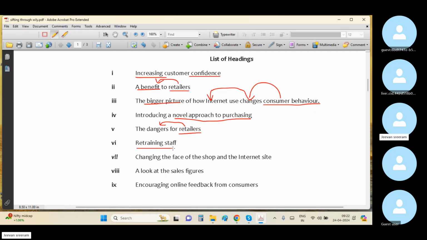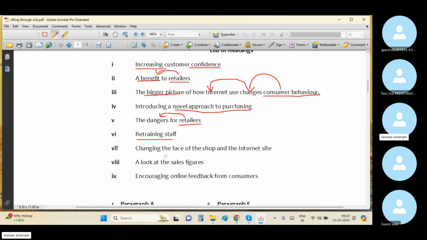Retraining staff. Okay, in any paragraph you can see staff is getting retrained. You have to match that paragraph to this heading. Changing the face of the shop and internet site. Changing the face of the shop means maybe the way they do business. Okay, different ways of business can be understood like changing the face of the shop and internet site. So they may open a new internet site for the shop.